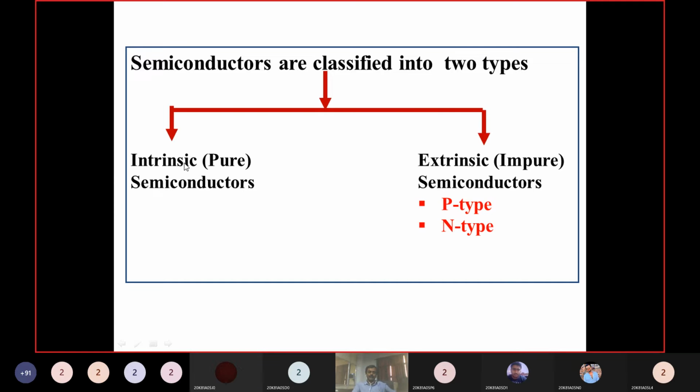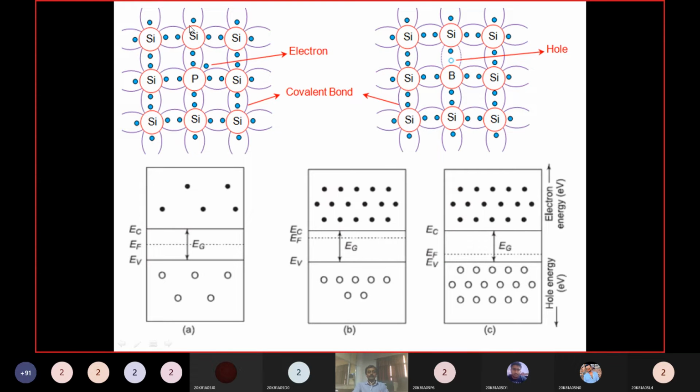In an intrinsic semiconductor, there is no doping element. What are the examples of intrinsic semiconductors? Silicon and germanium, which we discussed. All fourth group elements are the best examples of intrinsic semiconductors.